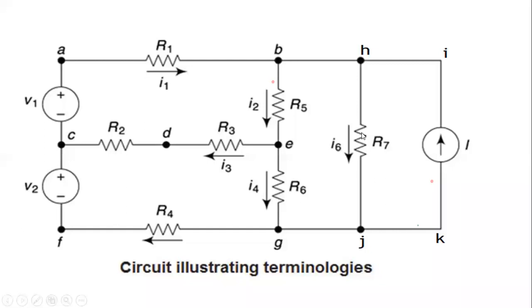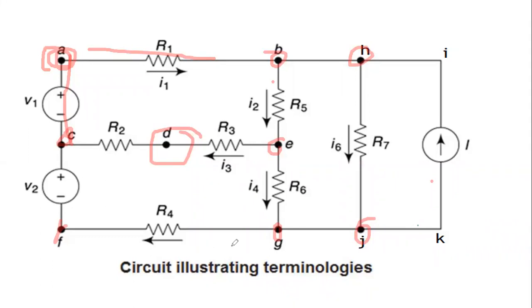In this network, generally a node is where two elements are joined. Like this element and this element are meeting at a point, so this can be a node. This is also a node, this is also a node, and so on. But here we want to talk about essential nodes, fundamental nodes. These are also nodes.